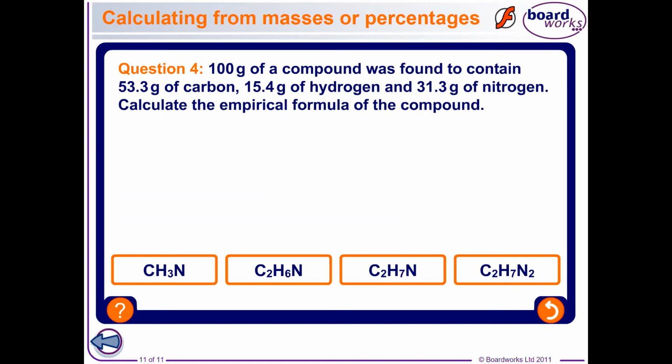Moving on to question 4. This time 100 grams of a compound was found to contain 53.3 grams of carbon, 15.4 grams of hydrogen and 31.3 grams of nitrogen. Calculate the empirical formula of the compound. Same technique, guys. Pause the video and give it a go.